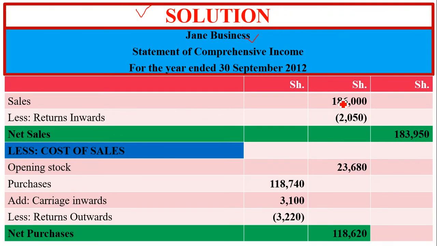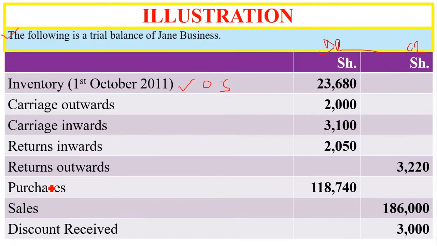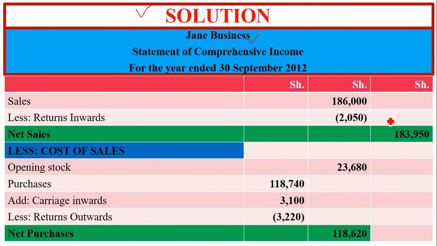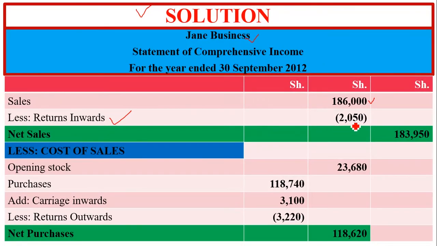And we said the first item here to appear is what? Sales. So check the value of sales from the statements given here. So sales is 186,000. We said sales is affected by one item, which is return inward. So we need to check whether we have any returns inwards. Yes, we have return inward. So we need to subtract that from the sales to get the net sales. After minusing 186 minus 2050, you get 183,950.